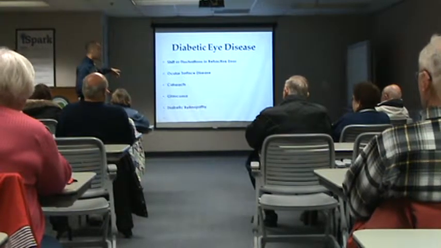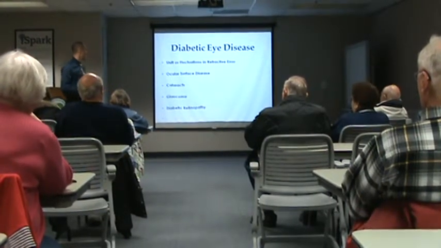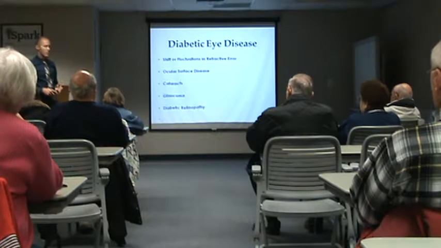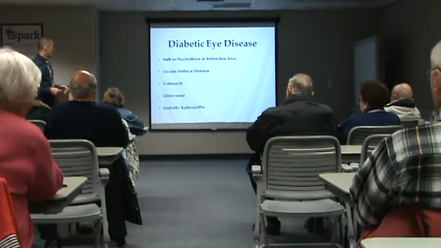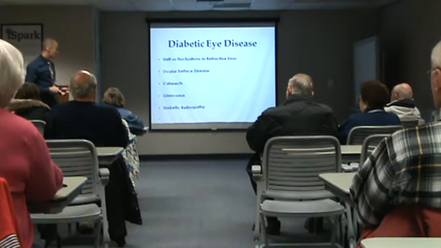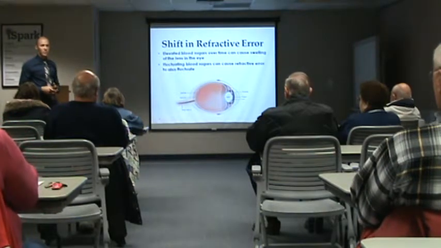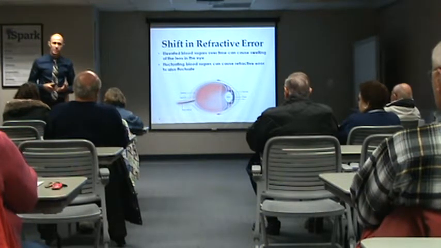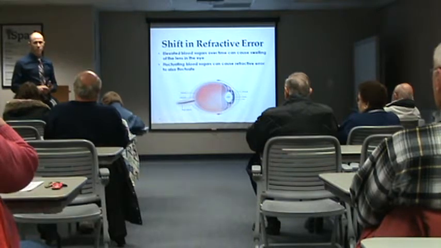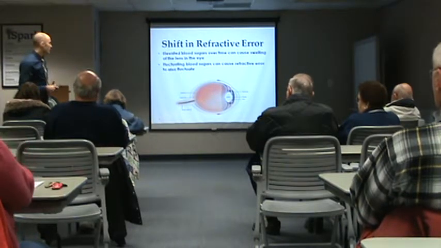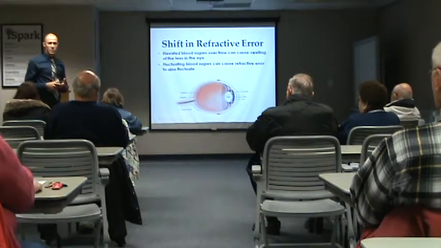So these are the things we'll talk about to start with, the changes that we often see with diabetes. We'll break it down and go into each one of those. The first thing that we often see is a shift in refractive error. Basically, that is a change in your glasses prescription. We often see this before the diagnosis of diabetes.